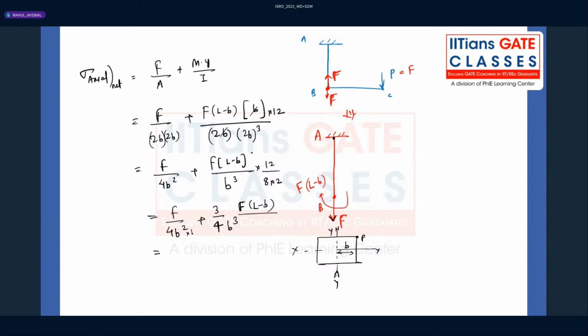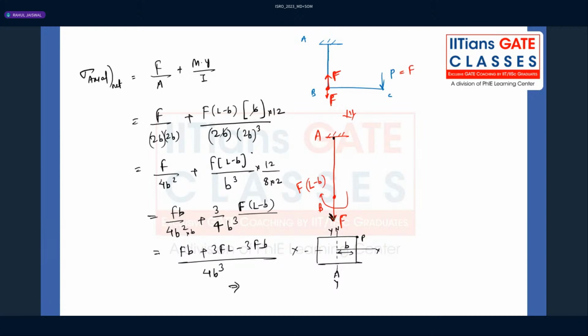So if I multiply B here with the B here, so what I will be getting? F into B plus 3FL minus 3FB divided by 4BQ. So finally what we can get?